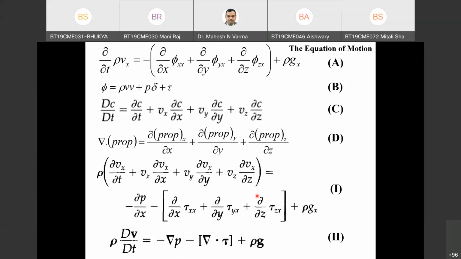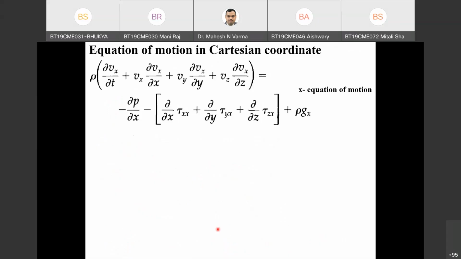Now using this definition of substantial time derivative and divergence of property, this can be written as the substantial time derivative of velocity plus del p plus the divergence of tau plus rho g. So this is another form of the equation of continuity.